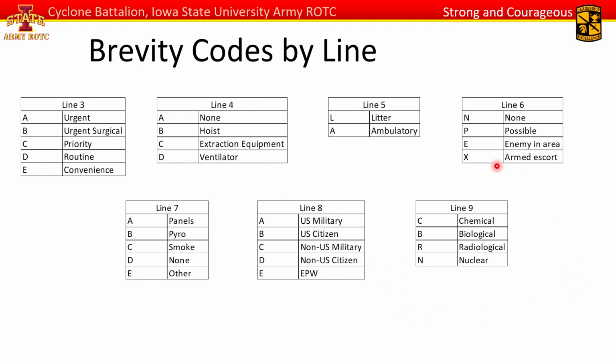warfare. So in line 9 for wartime, we have your CBRN threat, and that's pretty self-explanatory. You just use the acronym to specify what the threat is, and if there is none for your situation, then you would tend to leave that off of the request.